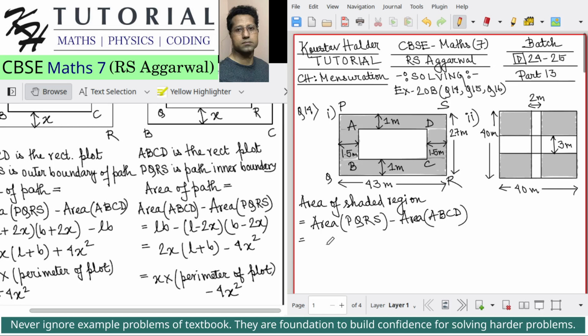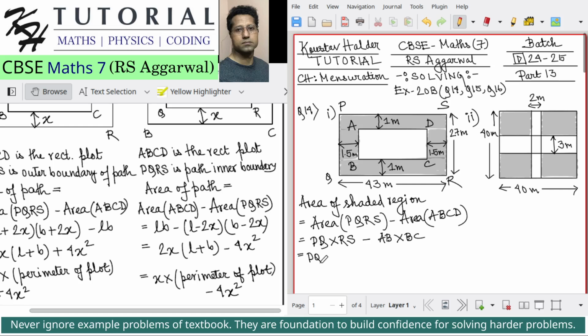So, from the width of the shaded region, both vertically and horizontally, we have to find the dimension of the inner rectangle, that is ABCD. You can also say ABCD is the inner boundary of the shaded region. Okay. So, the area of PQRS is nothing but PQ multiplied by QR. And what will be the area of ABCD? It will be AB multiplied by BC.